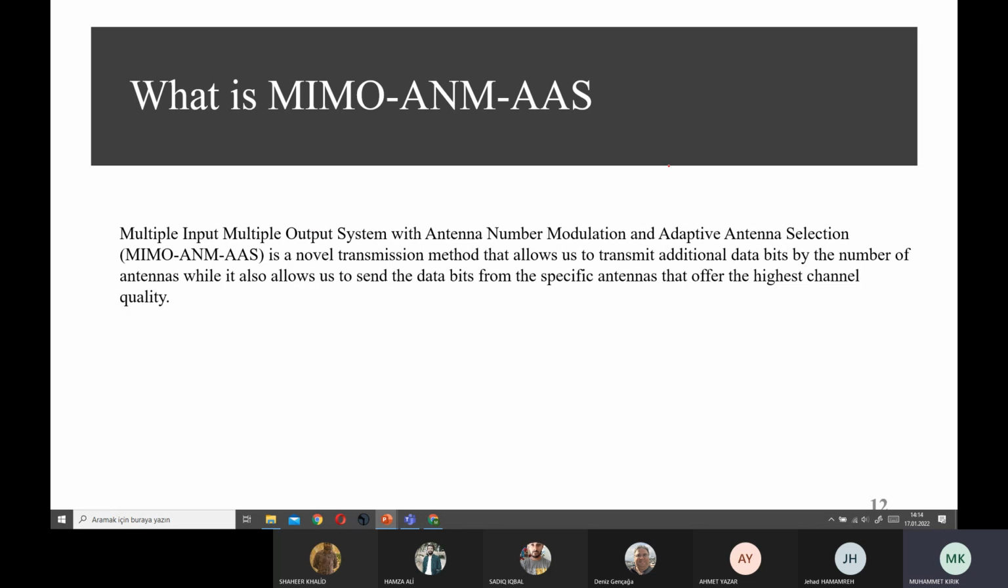It is basically a novel transmission method that allows us to transmit additional data bits by the number of the antennas in the MIMO system, while it also allows us to send the data bits from the specific antennas that can offer the highest channel quality.